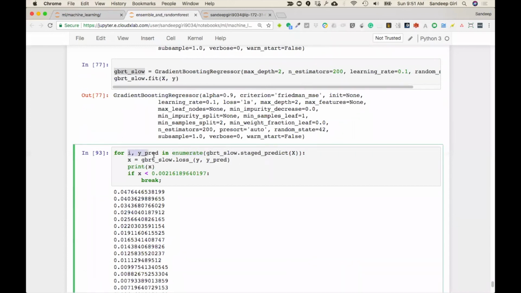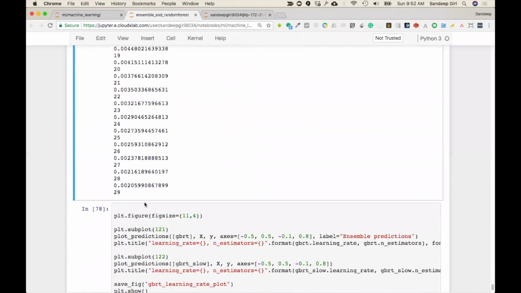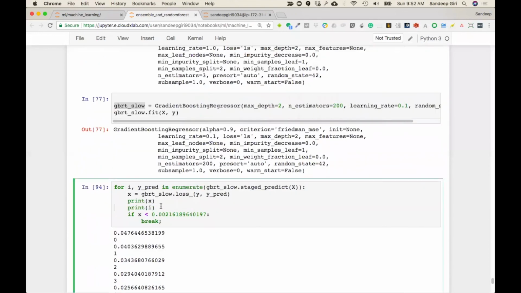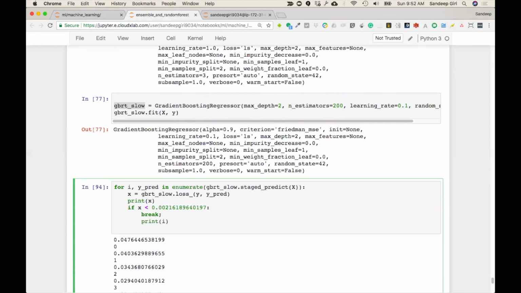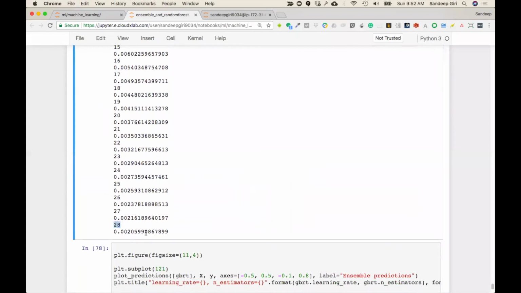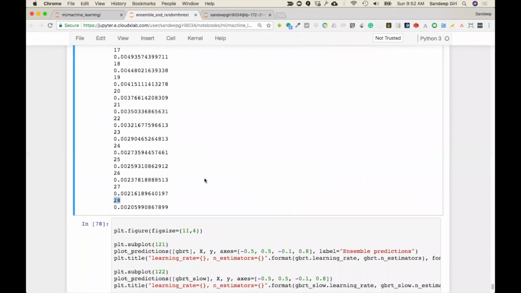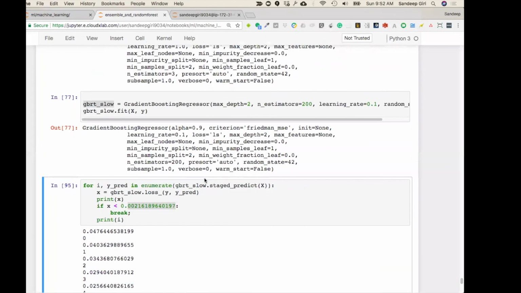At each stage, the iterator is giving us a tuple of values. One is the i value, and the other is the predicted value. i is probably the ith stage. You can see 0, 1, 2, 3, so it starts from there. Either way, you will know that this precision has been achieved at the ith tree. Here you can see that 29 is the number of trees we should use, because this number starts from 0. For achieving this kind of accuracy, we need 29 stages.